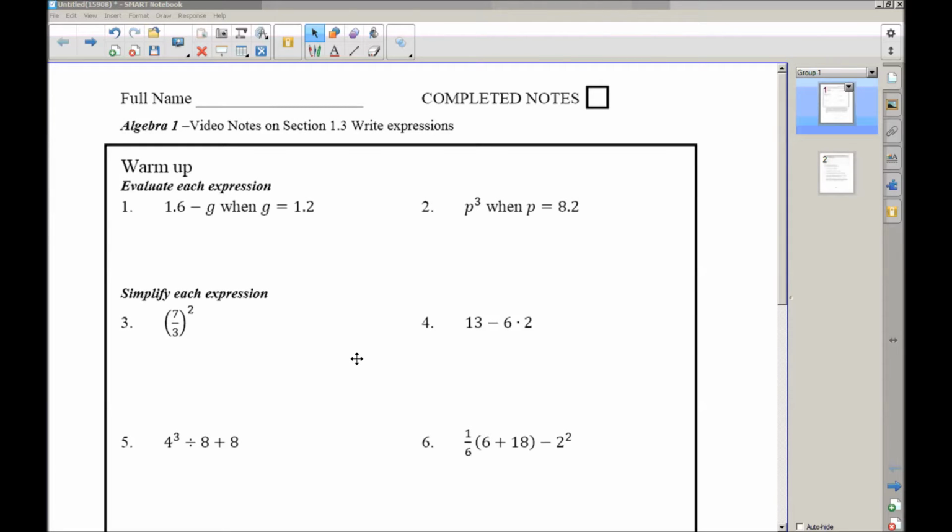Hello, welcome to our first online lesson in Algebra 1. Today we're covering section 1.3, write expressions. And the first part is our warm-up. Remember what we talked about in class?